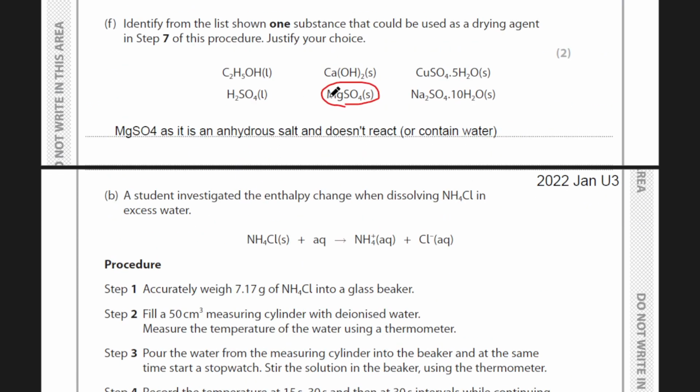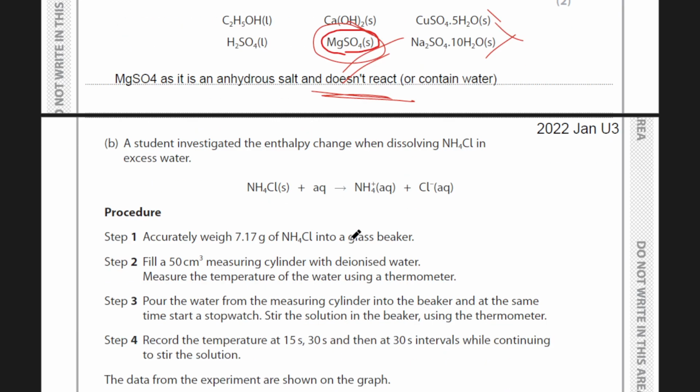Again, identify from the list shown one substance that could be used as a drying agent. From this, obviously, magnesium sulfate is the most suitable, because we do not want one that is hydrated. This one contains an OH group, and this is an acid. And that's also an alkali. So the only option is magnesium sulfate because it does not contain water, and it doesn't react, unlike the others which react and contain water.